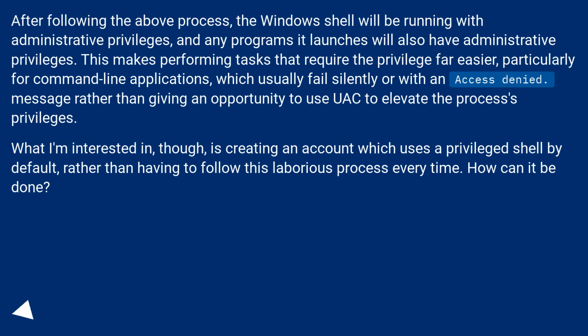After following the above process, the Windows shell will be running with administrative privileges, and any programs it launches will also have administrative privileges. This makes performing tasks that require the privilege far easier, particularly for command line applications, which usually fail silently or with an access denied message rather than giving an opportunity to use UAC to elevate the process's privileges. What I'm interested in, though, is creating an account which uses a privileged shell by default, rather than having to follow this laborious process every time. How can it be done?